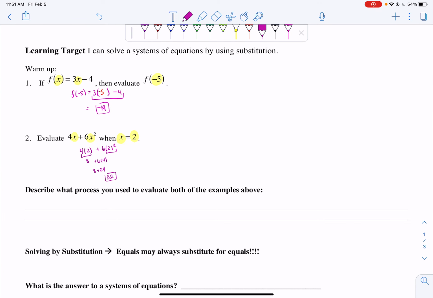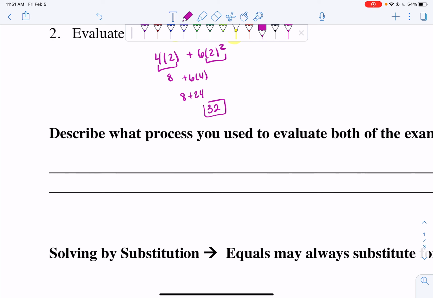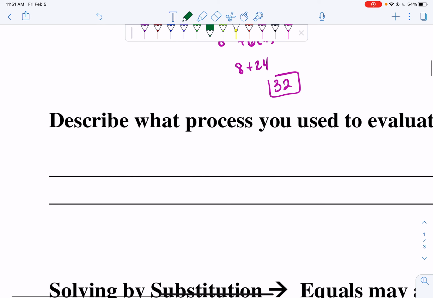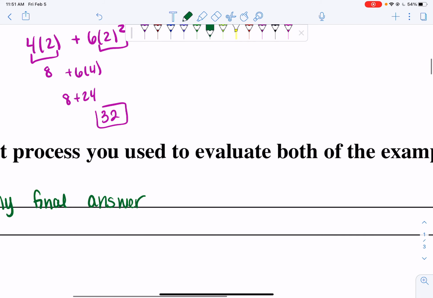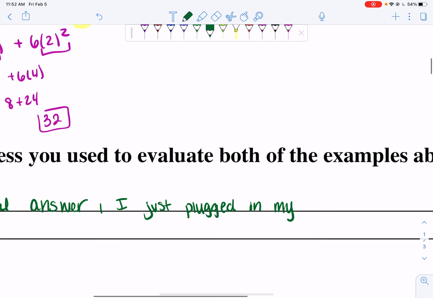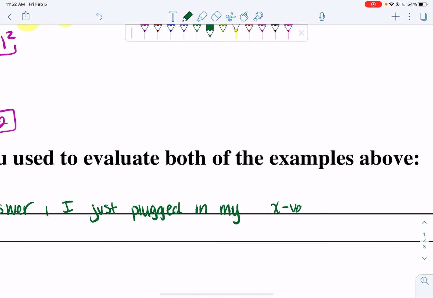So what I'm going to ask that you do when you do your EdPuzzle is describe the process that we use to evaluate both of these examples above. Something along the lines of, to get my final answer, I just plugged in, or substituted.